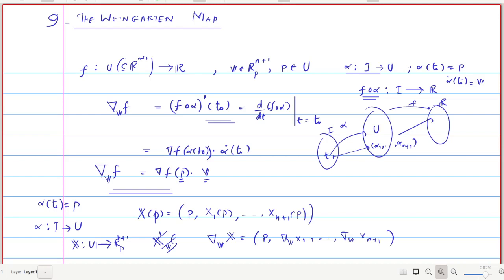Okay, that is because these are all defined in this manner, because these x1, x2, etc. components are functions from U to R. Then this X of P constitutes this function, and the directional derivative of this vector field along a vector V is defined to be the vector whose components are the corresponding derivatives of each of these components along V, or directional derivative of xi along V. So this is the way we define the directional derivative of a vector field.